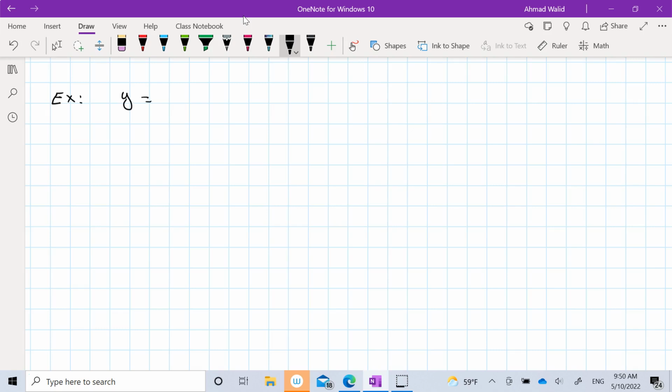Graph y equals, let's put a number also here, 2 sine of 4x plus 1. Step number 1, I'll find my period, with my formula that I memorized, 2 pi over B, which means 2 pi over 4, which gives me pi over 2. Stop here and try to graph it. Find the period.